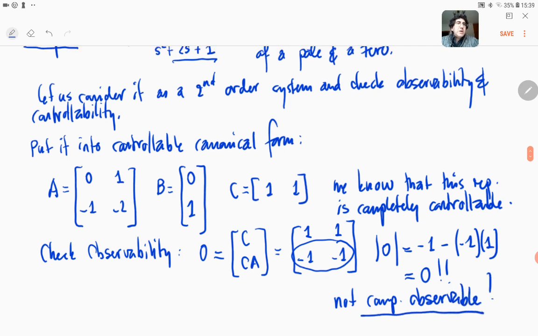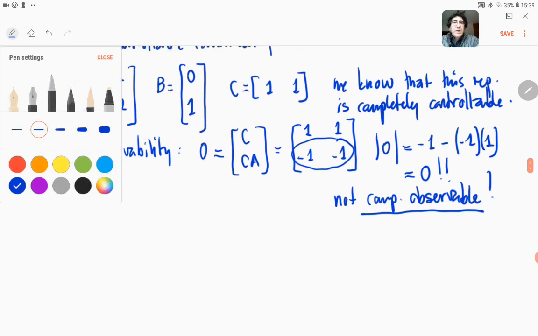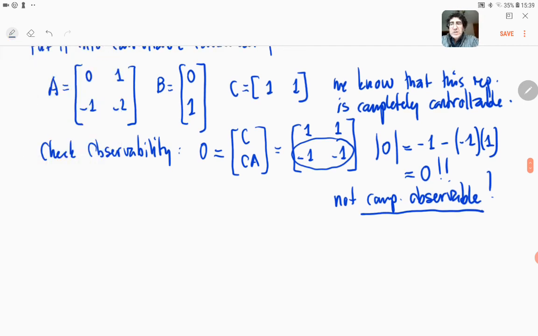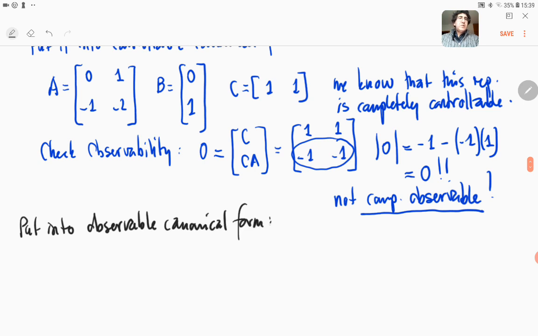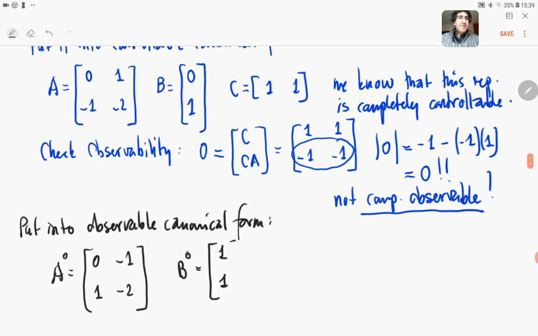Now we can do the counterpart. We can do the same. We can put the system into its observable canonical form. Again, directly from the coefficients. So I'm going to have 0 and 1 in the first column. I will have -1 and -2 in the second column. BO will be equal to 1 and 1. And CO will be equal to 0 and 1.